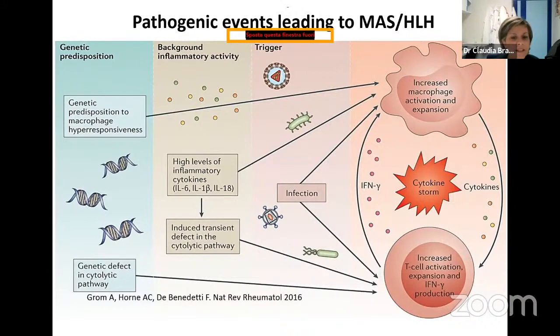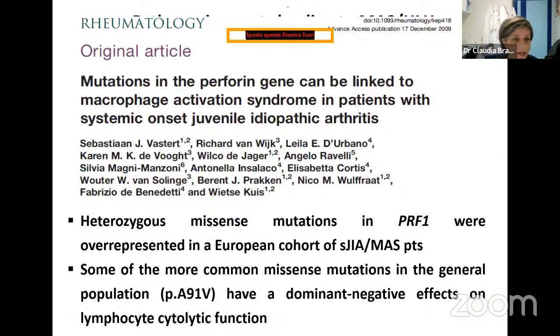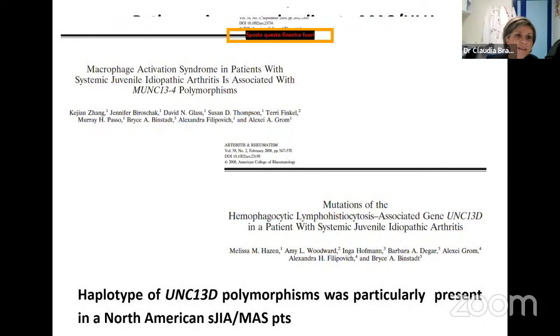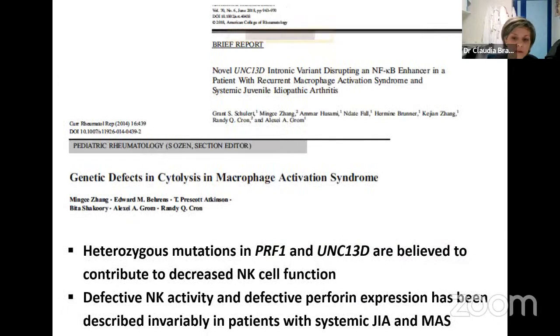But we know that the genetic background is important also in MAS in the context of systemic JIA. There are a number of studies and reports on the presence of heterozygous missense mutations in perforin-1 in patients with systemic JIA complicated by MAS, particularly in European cohorts. The most common missense mutation in this population is A91V, which has a dominant negative effect on lymphocyte cytolytic function. Defects in UNC13D and polymorphisms in this gene were also represented in patients with systemic JIA complicated by MAS, and this was reported particularly in North American patients. Heterozygous mutations in both genes, perforin-1 and UNC13D, are believed to contribute to decreased NK cell function, and defective NK activity and perforin expression have been described in patients with systemic JIA and MAS.